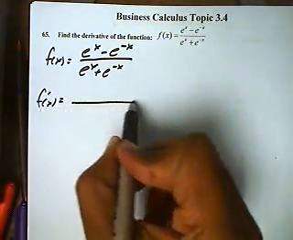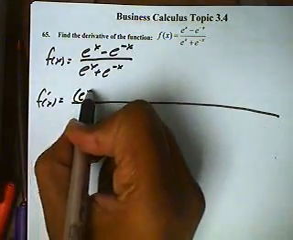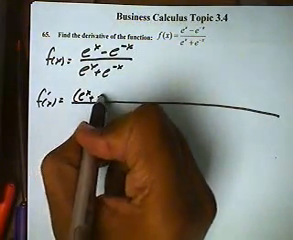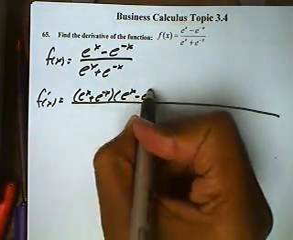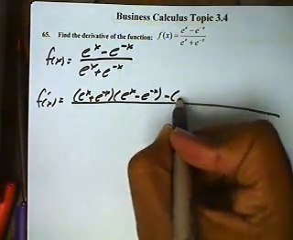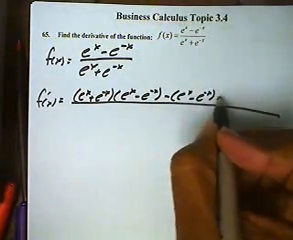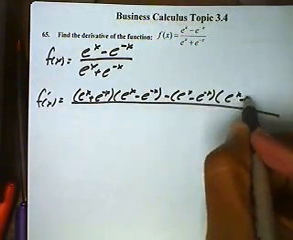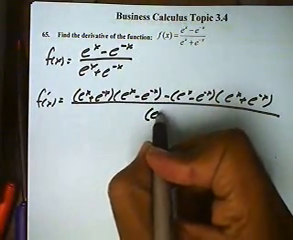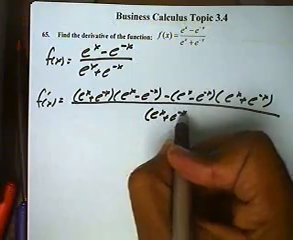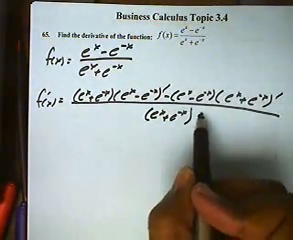So the quotient rule will have (e to the x plus e to the negative x) times the derivative of (e to the x minus e to the negative x), minus (e to the x minus e to the negative x) times the derivative of (e to the x plus e to the negative x), all over (e to the x plus e to the negative x) squared. Derivative, derivative, square.